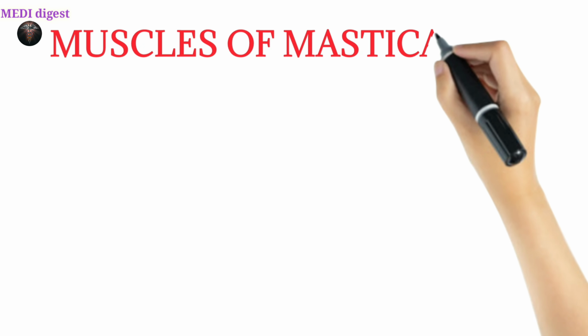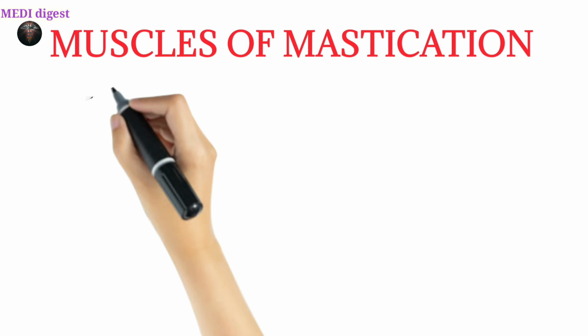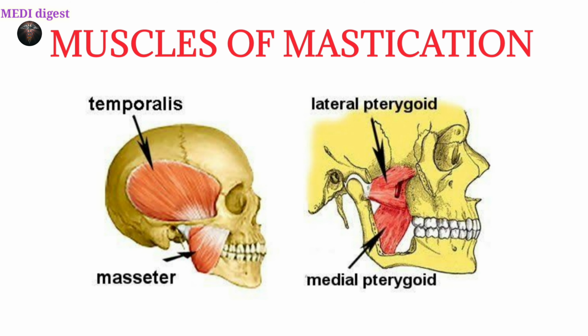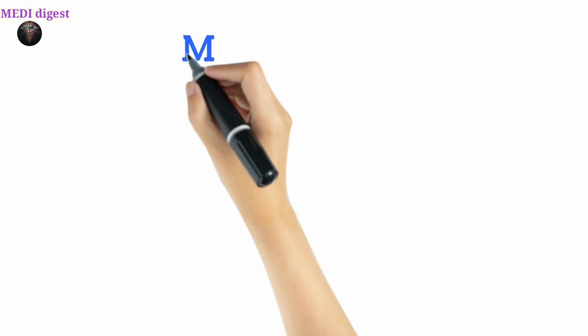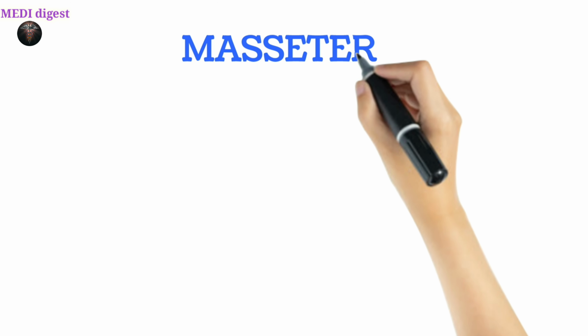In this video we will be learning about the muscles of mastication. To begin with, the muscles of mastication are temporalis, masseter, lateral pterygoid and medial pterygoid. Then coming in detail to masseter.